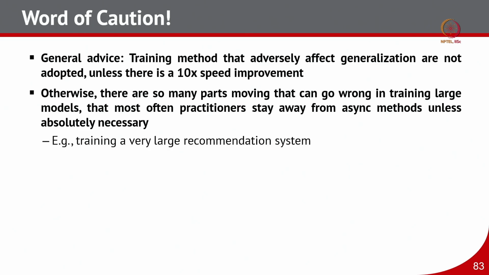For example, we will see training large models later, such as a very large recommender system which can have trillions of parameters. If we have that many parameters, we can devise a very fancy parallelism technique, but then so many parts are moving, and if we cannot synchronize properly, the training convergence will be harmed drastically.